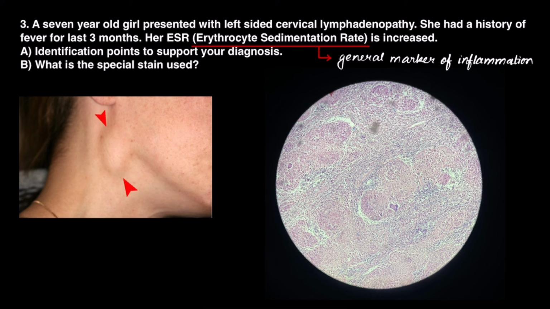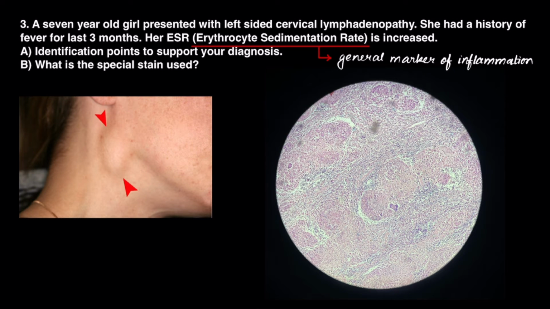A 7-year-old girl presented with left-sided cervical lymphadenopathy. She had a history of fever for last 3 months and her erythrocyte sedimentation rate is increased. So there's your cervical lymph node, and the inflammation of lymph node is what we call lymphadenopathy. Adeno, because after inflammation, the lymph node kind of looks like a gland. That's why adeno. Okay, there's your cervical lymphadenopathy.